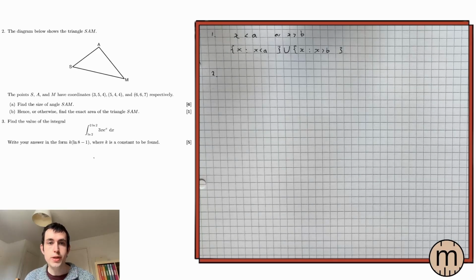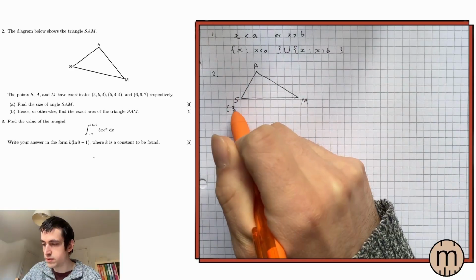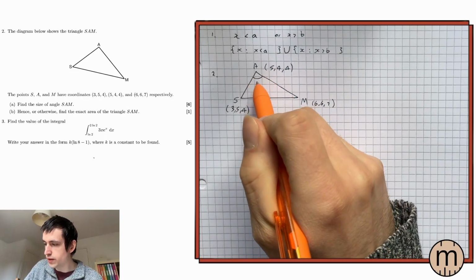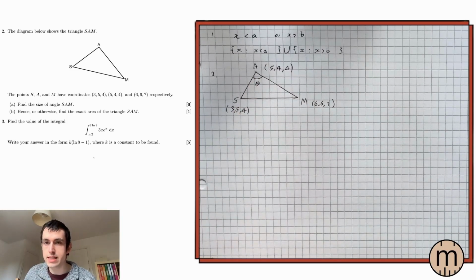In question 2, we have a triangle called SAM, and SAM has coordinates S (3, 5, 4), A (5, 4, 4), M (6, 6, 7). We need to find, first of all, the size of the angle SAM. So I'll quickly sketch the diagram and then we'll look at how to do it. So the angle SAM is what we're looking for. That's up here. I'll call that theta.